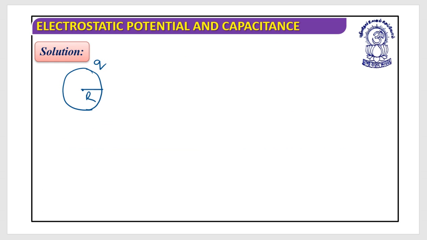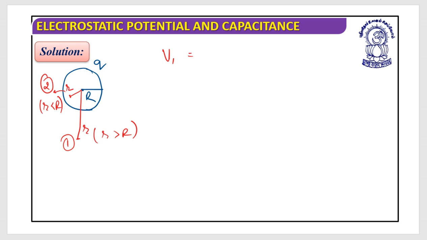So there could be two cases. In one of the cases, let's say the distance is at this point. It is inside. And in another case, the distance is outside. This is the case where r is greater than R, and this is the case where r is less than R. So let's write this as 1 and this as 2.